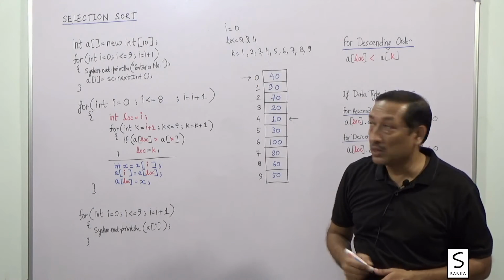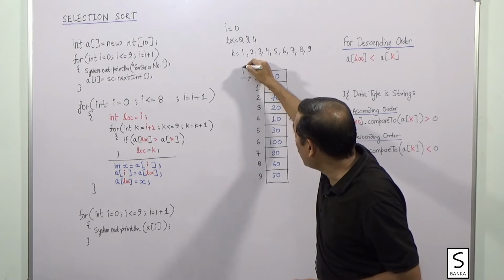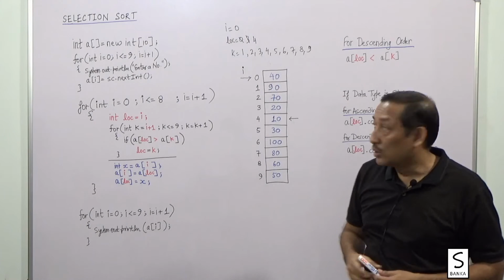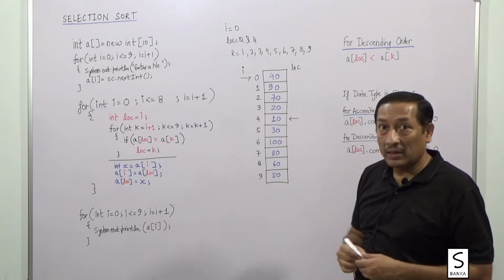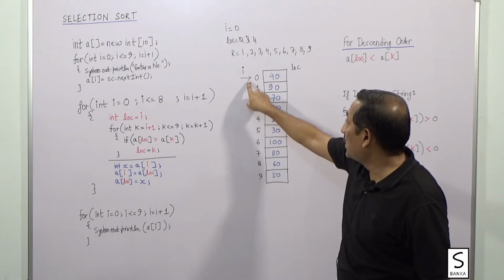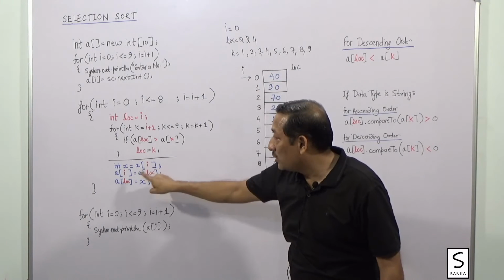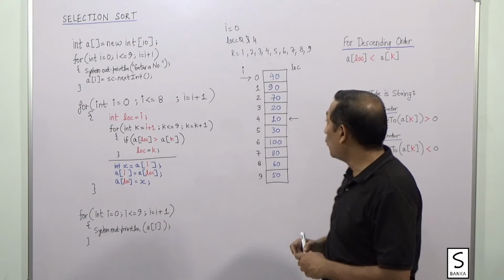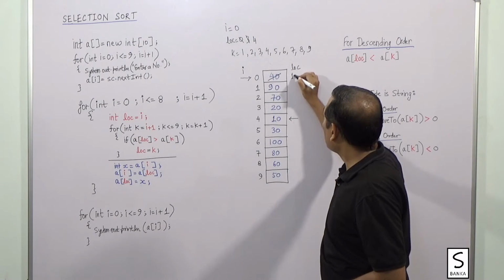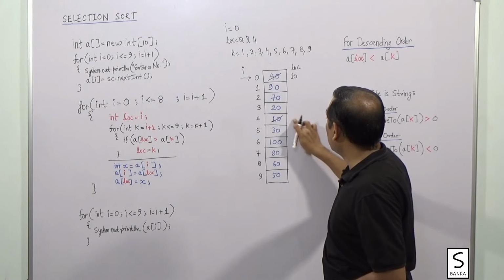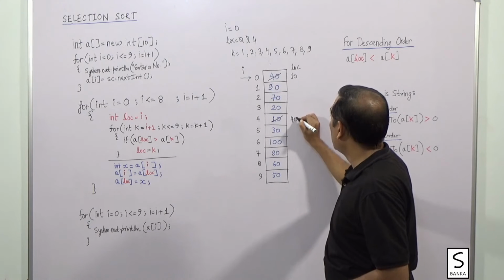So let us say this arrow is indicating the value of I, and this arrow is indicating the value of LOC. So now LOC is 4, I is 0. If I swap A0 with A LOC, that is A4, what will happen is this 40 will be replaced by 10 and this 10 will be replaced by 40.